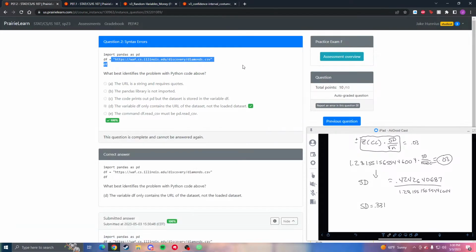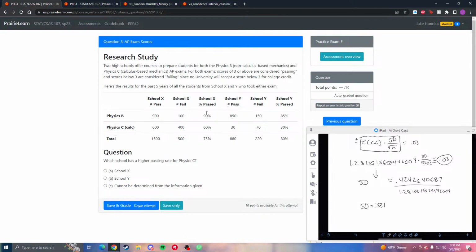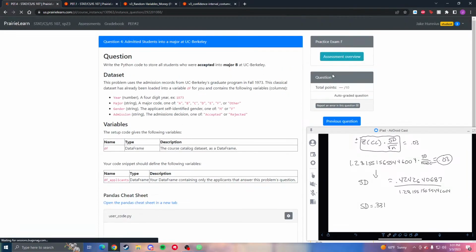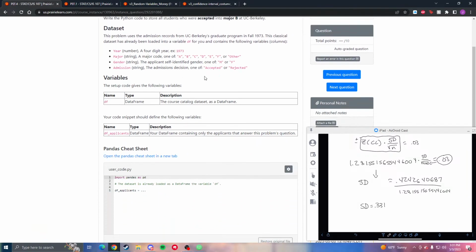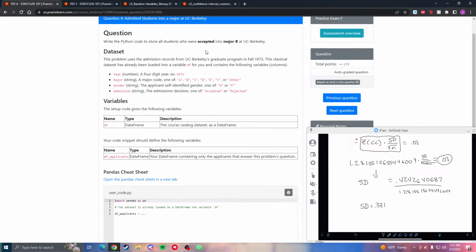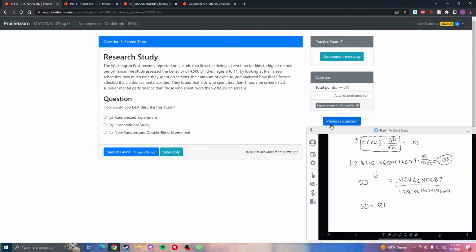But for this one, you guys know this by now. You have to have the pd.read_csv. This one, you're looking at physics C. School X is the higher rate. This one you guys know how to do. You just check to see if admission was accepted and major was B. That's just a coding question.